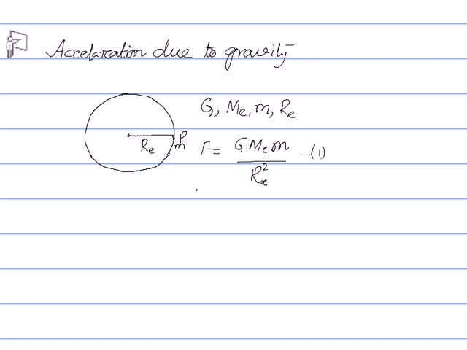Now because of this force it produces an acceleration. Since this acceleration is produced because of the gravitational force, let us represent it by g. This is the acceleration due to this force. So equating equations 1 and 2, g equals G M_e by R_E squared. This is the acceleration due to gravity on the surface of Earth.